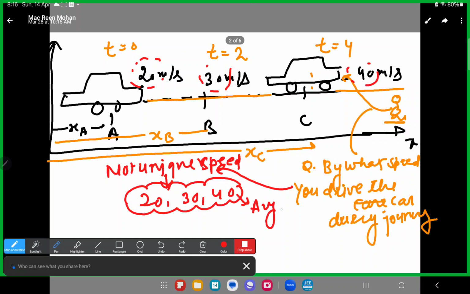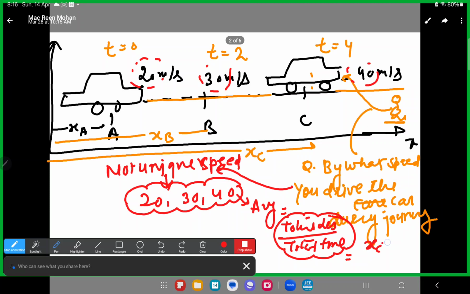Fine. So basically average velocity would be total distance upon total time. Total distance upon total time, that will give you the average speed. Whatever the distance was in between, let's say here xc minus xa divided by total time, of course tc minus ta. This way he can get the average velocity.